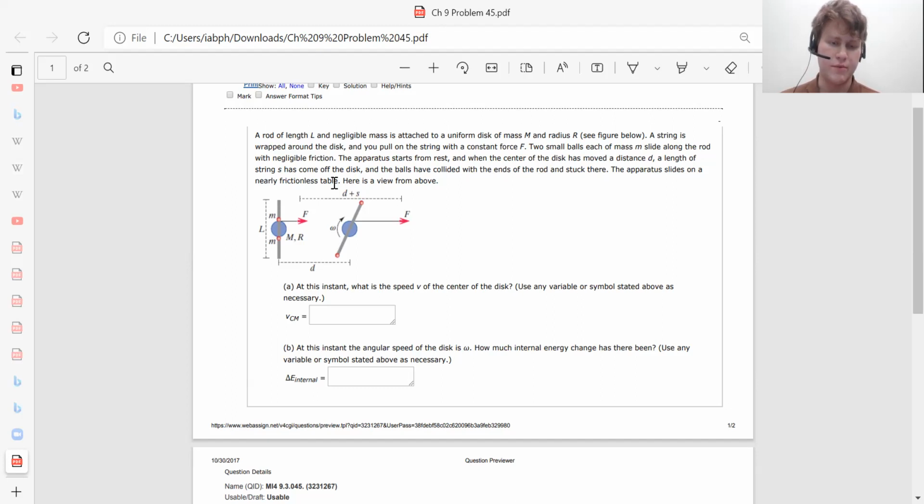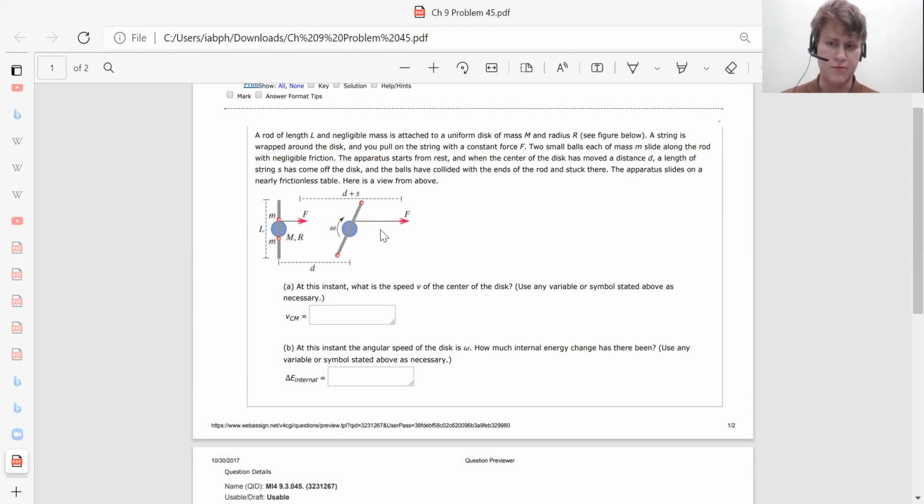Here is a view from above. At first, right here, you can see that it is in its initial position. No string has been pulled yet. Here in the second part, it is in the final position. The length of string s has been pulled off of it, and the balls have collided with the ends.